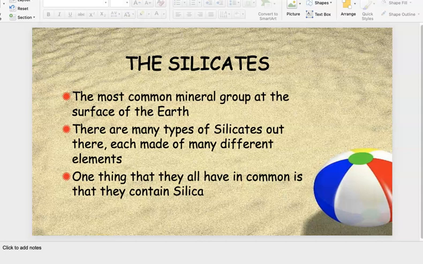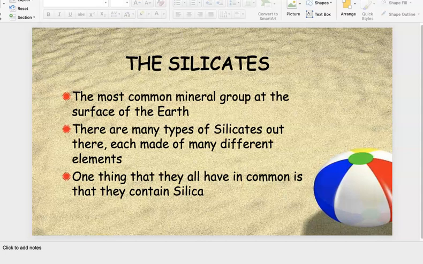Again, don't write this down as narrative. Just listen. So the silicates, most common mineral group at the surface of the Earth. There are many different types of silicates out there, each made of many different elements. And one thing they all have in common is that they're made out of silica. All right, I'll give you guys a little hint. Folks at home, these numbers apply to you for part 2 of the lab, mineral lab. Geology, folks, that is, not earth science.